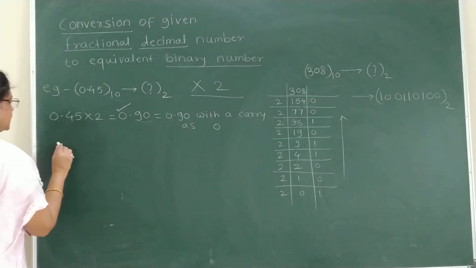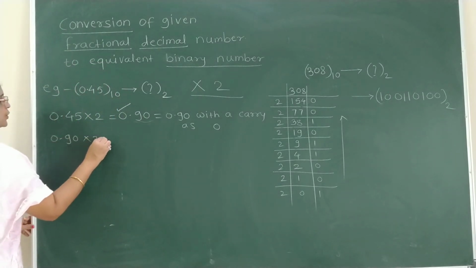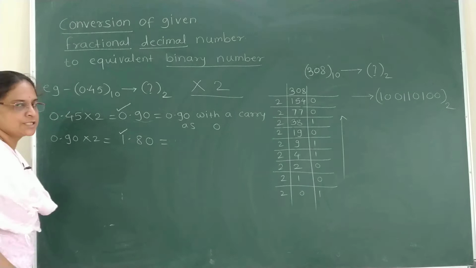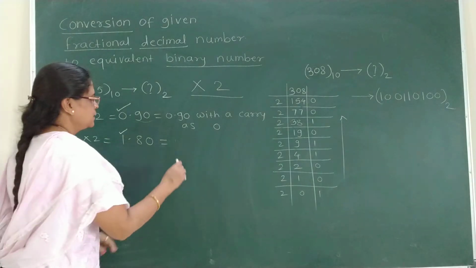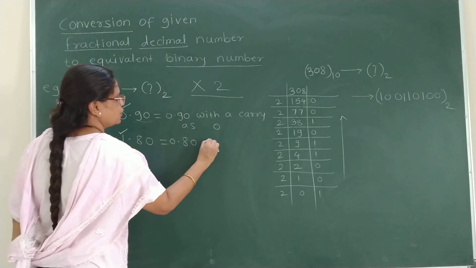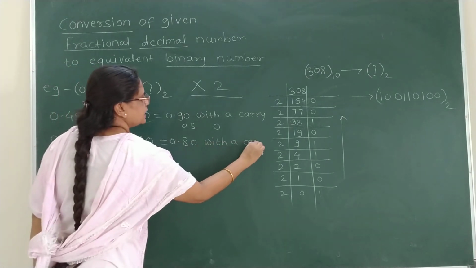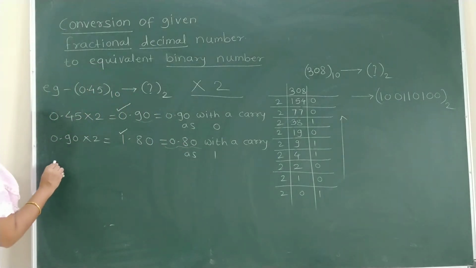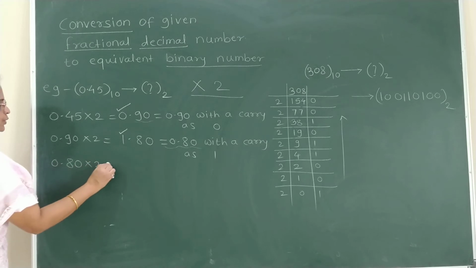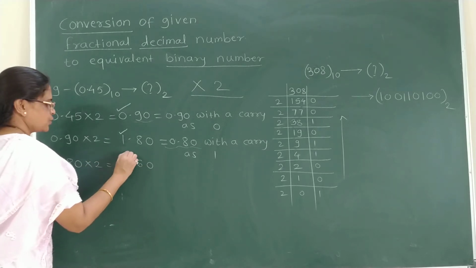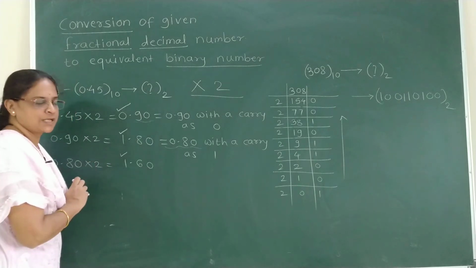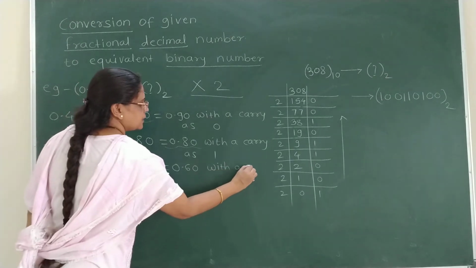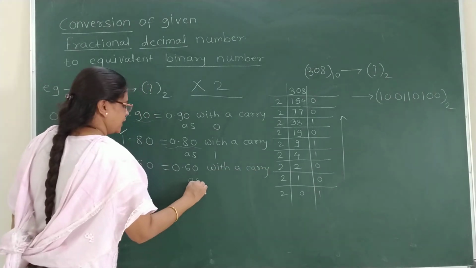Next, continue with the remaining part. 0.90 into 2, it becomes 1.80. So remove again the integer position digit, 1. So here it appears as 0.80 with a carry of 1. Continue with the remaining part of the product. 0.80 into 2, it appears to be 1.60. Again remove this integer position digit. Here it shows 0.60 with a carry of 1.